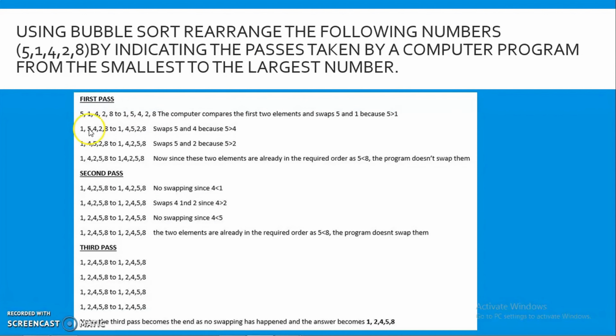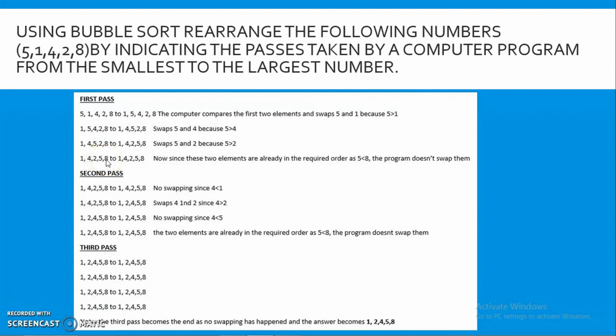You then compare 5 and 4. Which is the larger? 5 is the larger, so you again swap. So the numbers become 1, 4, 5, 2, and 8. These figures, you bring them down here. You now compare 5 and 2, which are our third element and the fourth element. Another swap happens to make the numbers 1, 4, 2, 5, and 8. This arrangement, you bring it down here for the last two, which are now 5 and 8. Which is larger?